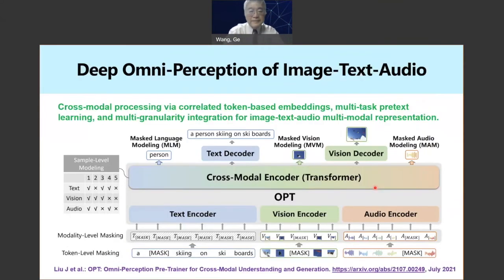Towards strong AI, an AI system would behave more like a human. Last month, a deep Omni-Perception system was published, which processes images, text, and audio files all together. This is achieved with token-based embeddings, multi-task pretext learning, and multi-granularity integration. A very nice work.